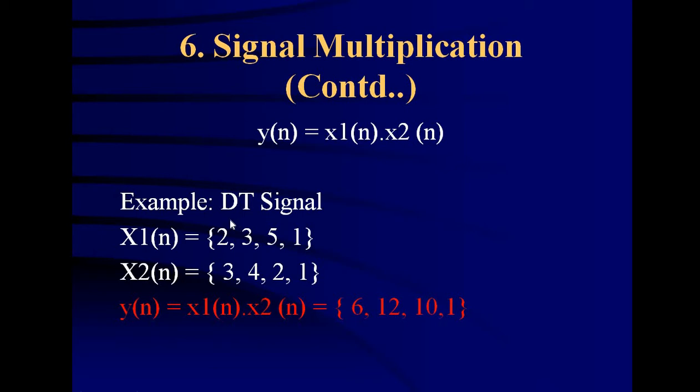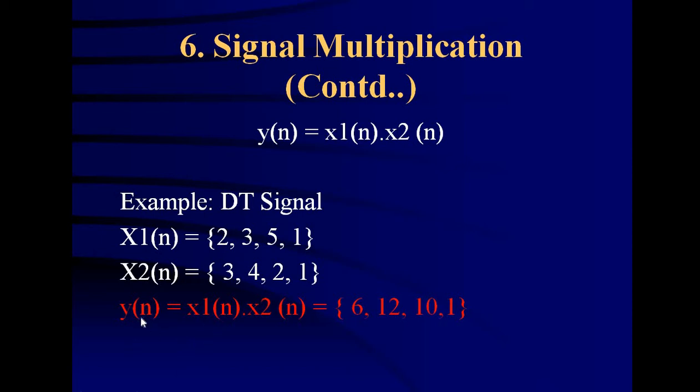Just as we added two different DT signals, in the same way we will multiply two different DT signals. We are concerned only about the amplitude here. If you can see here, the x1 of n signal has amplitude values 2, 3, 5 and 1. x2 of n has the amplitude values 3, 4, 2, 1. As you know, x of 0 is 2, x of 1 is 3, x of 2 is 5, x of 3 is 1. Similarly for the second signal. So we will multiply both the x of 0 values, both the x of 1 values, both the x of 2 values and x of 3 values.